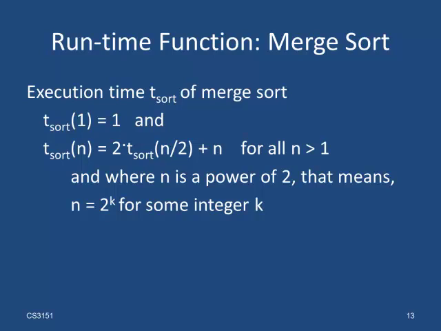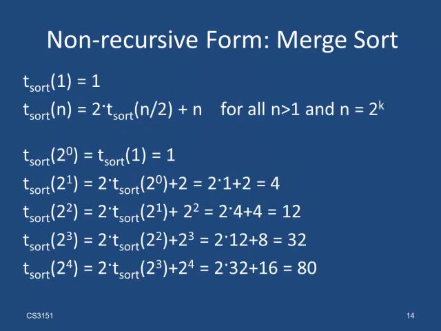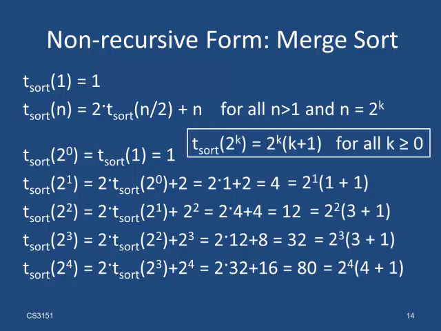Resolving this function is a little bit more difficult than in the case of tprint, but we try anyway. I suggest again to calculate the first couple values. We can plug in only powers of 2 and take some time to trace the following calculations. Now I will rewrite the function values so that you can see the pattern. The resolvent is tsort of 2 to the k is equal to 2 to the k times k plus 1 for all k greater than or equal to 0. Finding these kinds of patterns is a matter of playing around with the numbers. It's a matter of patience, but mostly it's a matter of experience.